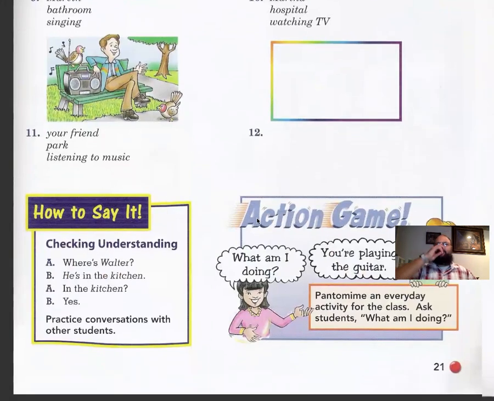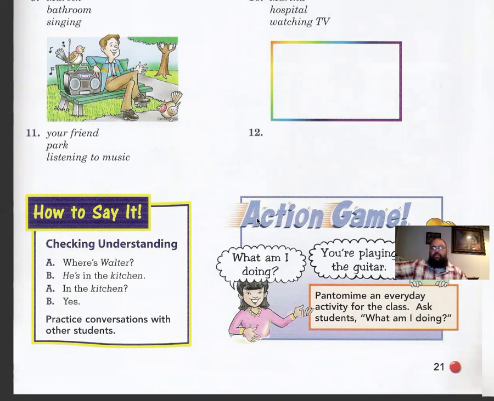So how to say it? This is just for pronunciation purposes. Repeat after me. Where's Walter? He's in the kitchen. In the kitchen? Yes.